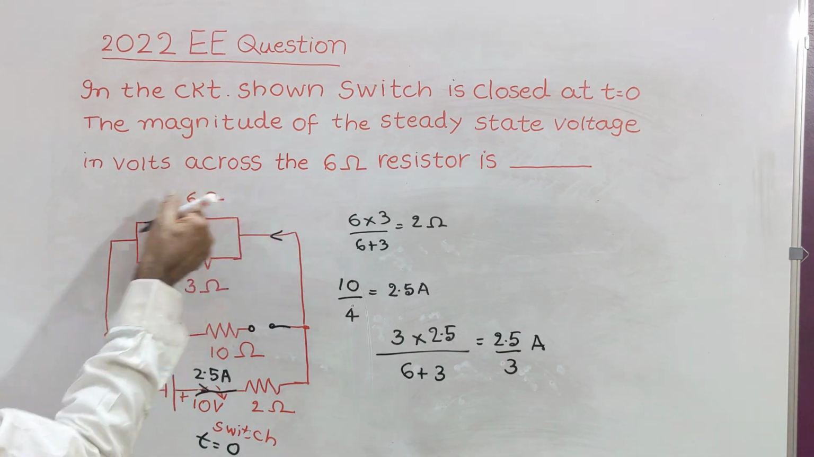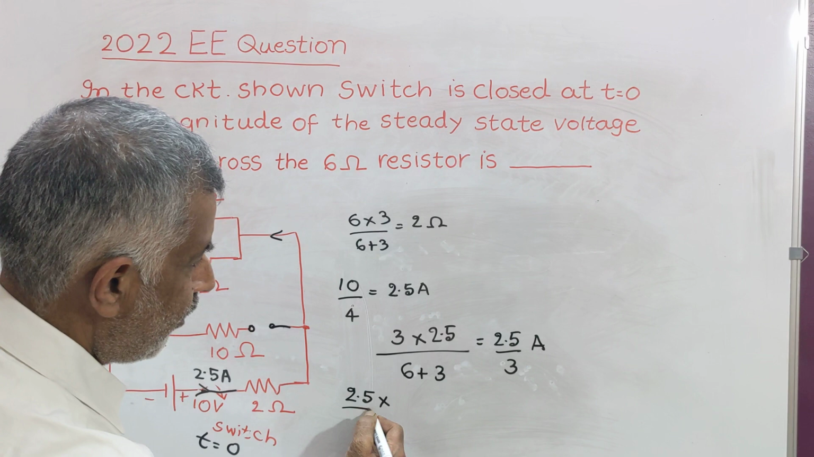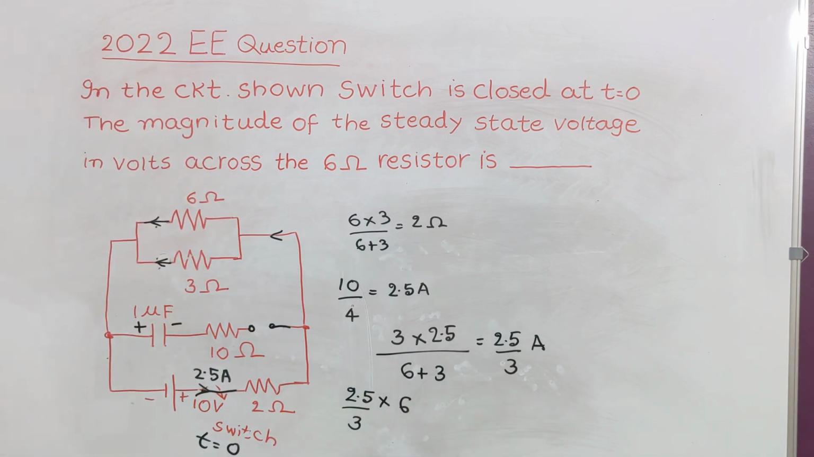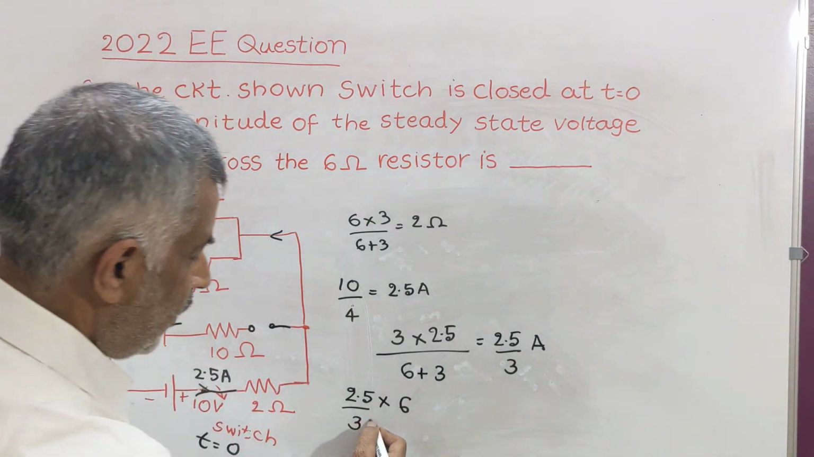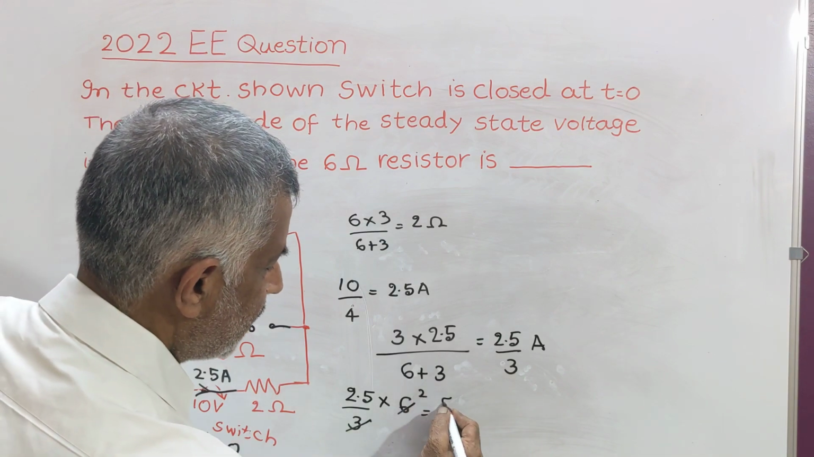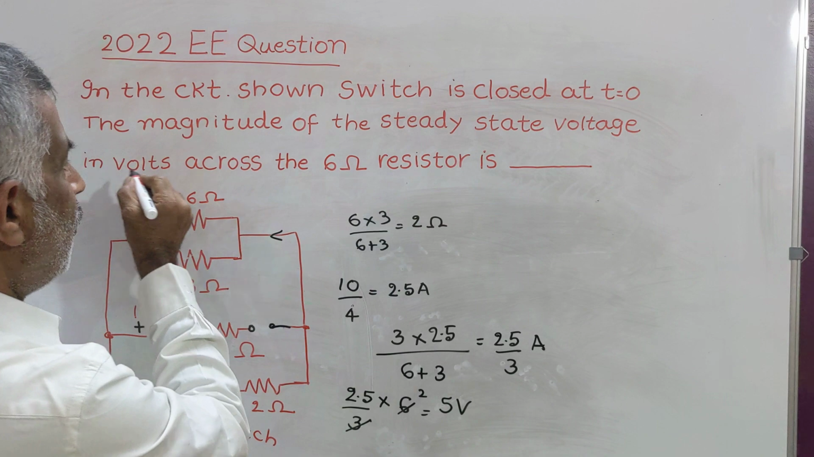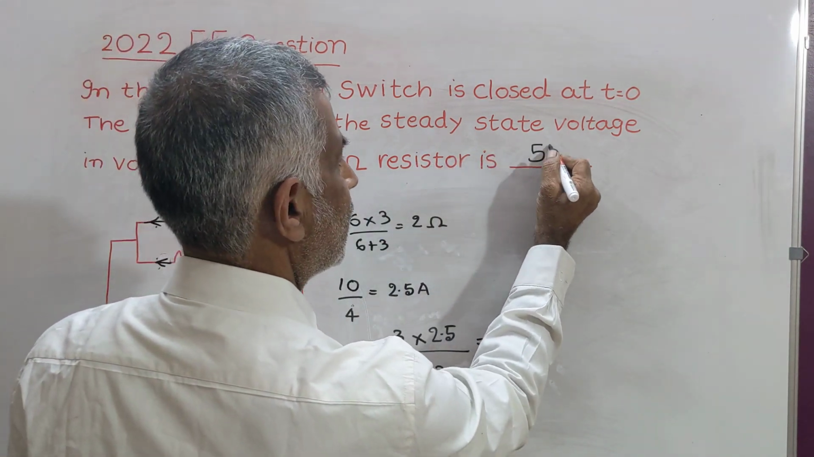Now the voltage drop across 6 ohms is 2.5 divided by 3 into 6, that is 5 volts. So the answer is: the voltage across the 6 ohm resistor is 5 volts.